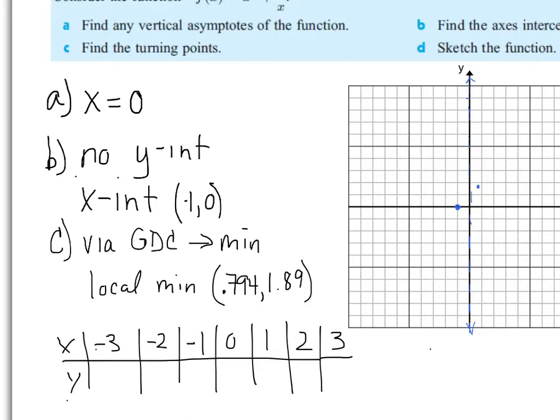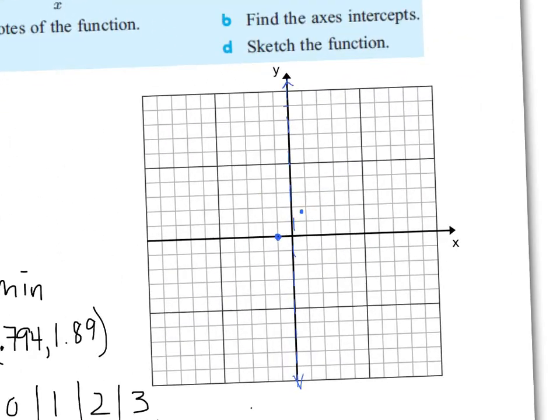All right, so again, I'm pulling these right off the table feature on the graph. 8.67, and then 3.5 and 0, and this is going to be undefined at 0 because that's where we have that vertical asymptote. At 1 we're at 2, at 2 we're at 4.5, and at 3 we're at 9.33. Okay, so now I would just take all these points and simply graph them on my coordinate plane.